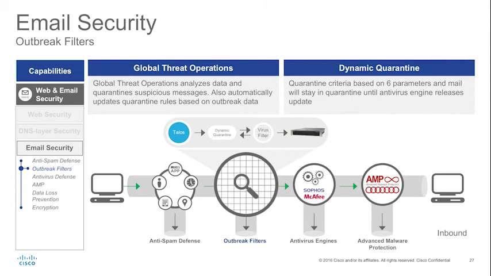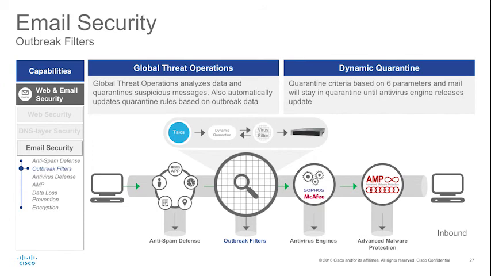Here's an example of how it works. Let's just say on any given day, in any given hour, Cisco sees 10 million executable files traveling across the email security solution. This is normal. But what if all of a sudden the volume doubles, triples, or quadruples? A huge spike in executable files? That could be a sign of a virus.